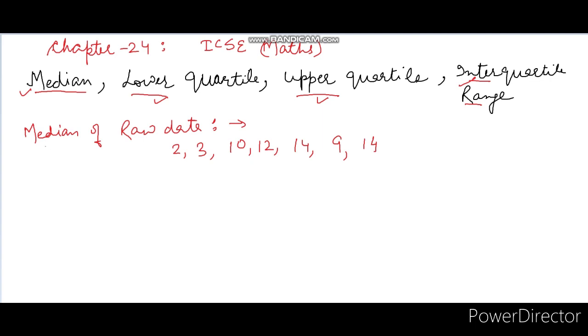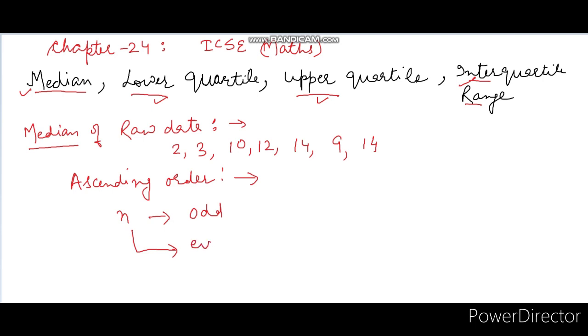Whenever we have to find the median, the first and foremost step, before the application of any formula, is to arrange the data in ascending or descending order. Remember, ascending or descending order, your choice. If you arrange them in either order, the answer will be the same. After that, we see the number of observations, which can be odd or even.